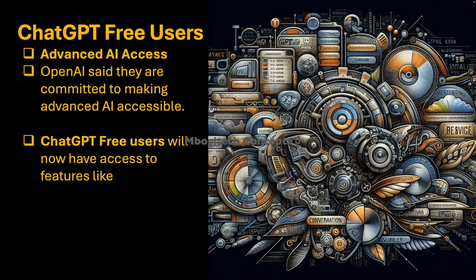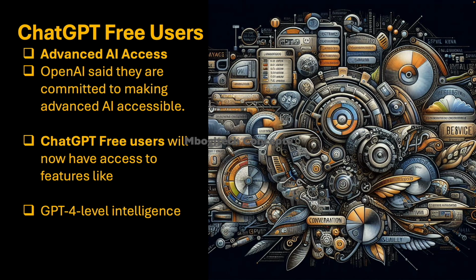That is the key. I mean, some people have questioned the fact that OpenAI is not really open, that it's supposed to be open, but it's not open. But now they are focusing on making advanced AI accessible to everyone, and they are trying to prove a point here. Like, free users will now have access to features like GPT-4 level intelligence. This is what I'm saying.